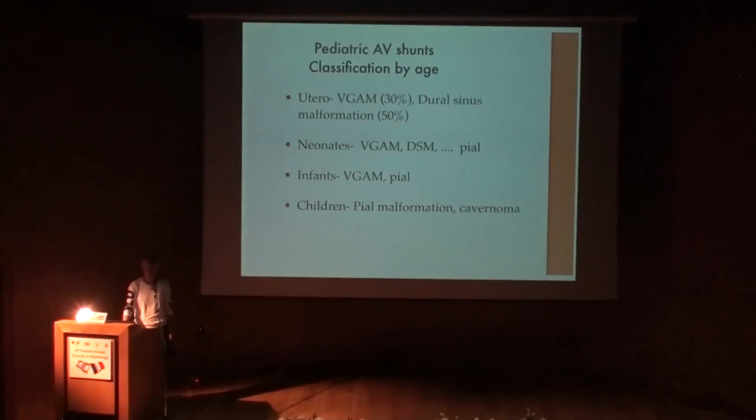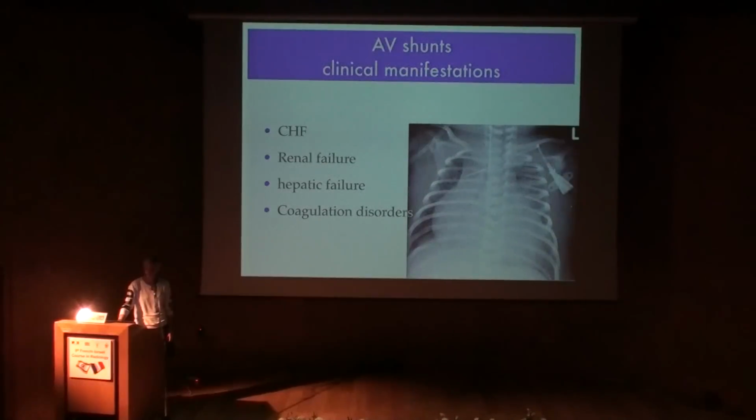Just according to the age, we have more vein of Galen malformation as the kid is younger, in utero, the neonates, and as the children go older, they become like adults with more PL malformations and cavernomas. And there's another rule. The younger the kid is, the more it's going to be a fistula, a direct connection between artery and vein. And as they go older, it's more a nidal type of malformation.